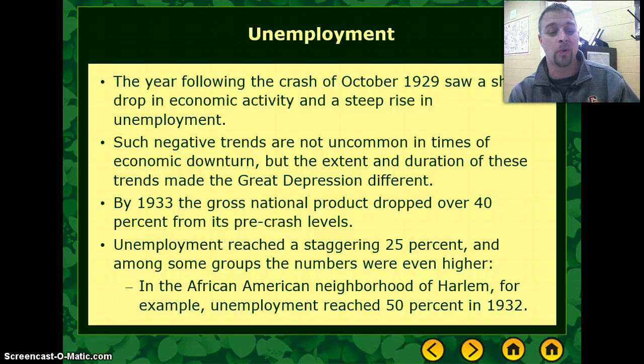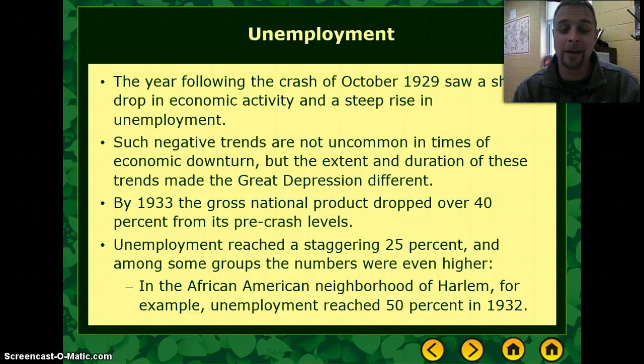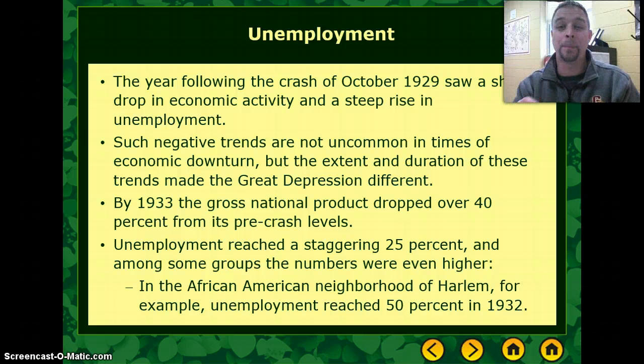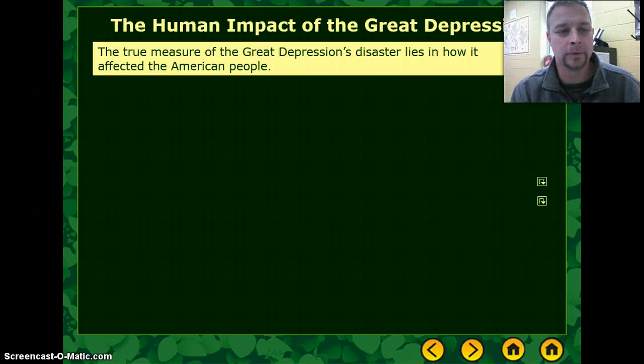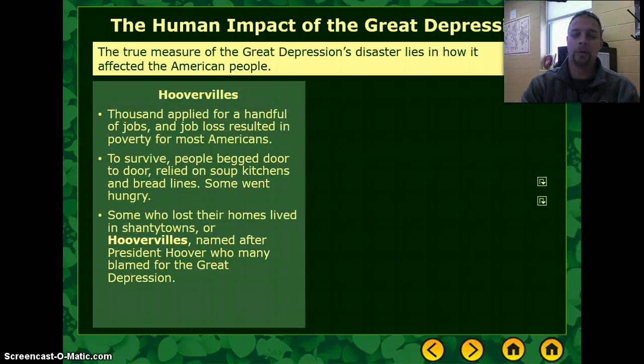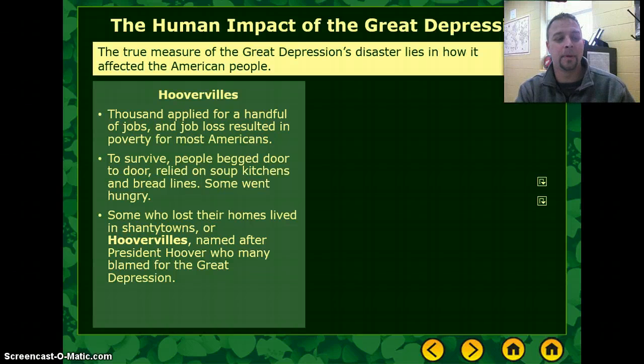Unemployment reached a staggering 25%, and in some groups the numbers were even higher. For instance, in the African American neighborhood of Harlem, 50% of the people that lived there were unemployed in 1932. Of course, the true measure of the Depression lies in how it affects the American people. Thousands of people had applied for a handful of jobs, and job loss really resulted in poverty for most Americans.